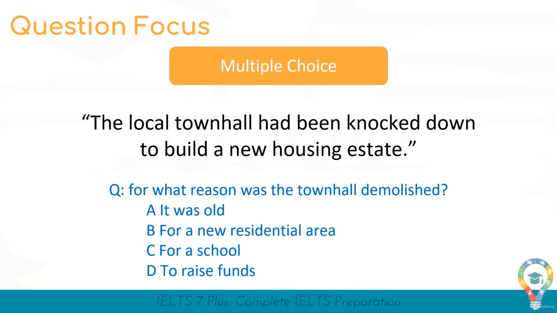In the text, we are told that the town hall was knocked down for a new housing estate. In the multiple choice options, B says knocked down for a residential area. Housing estate and residential area are both synonyms. You can therefore see how synonyms will help you massively in the IELTS reading test.